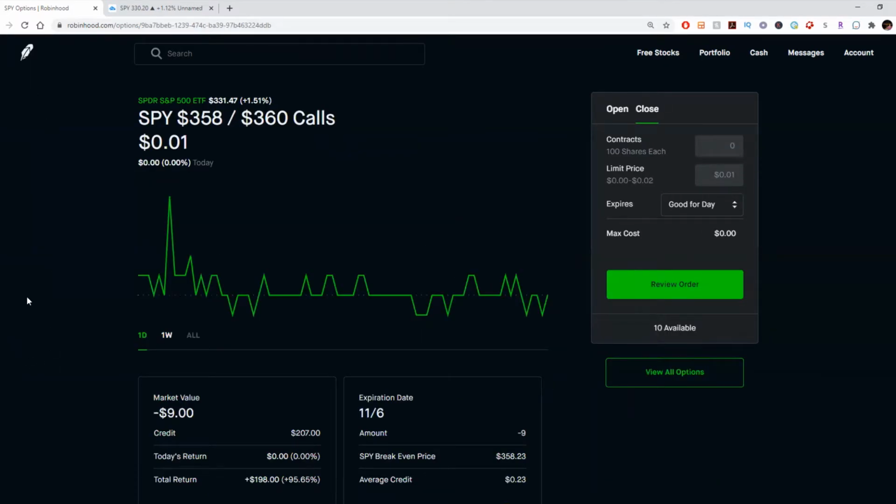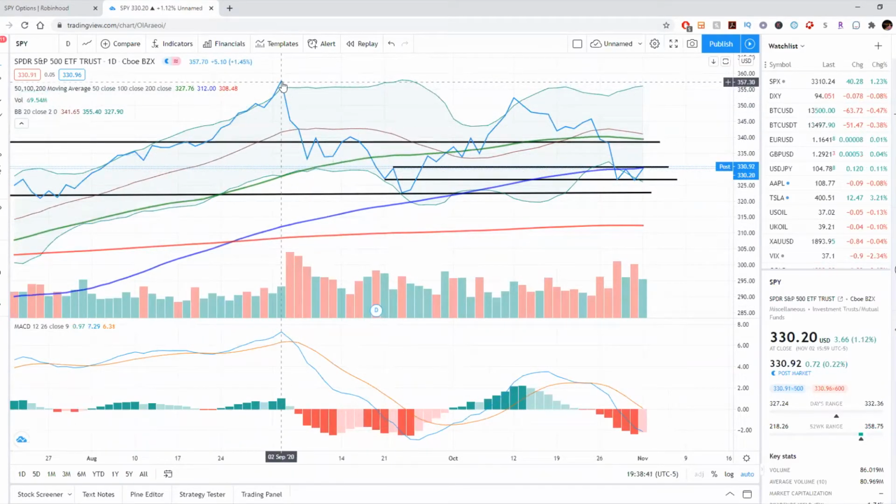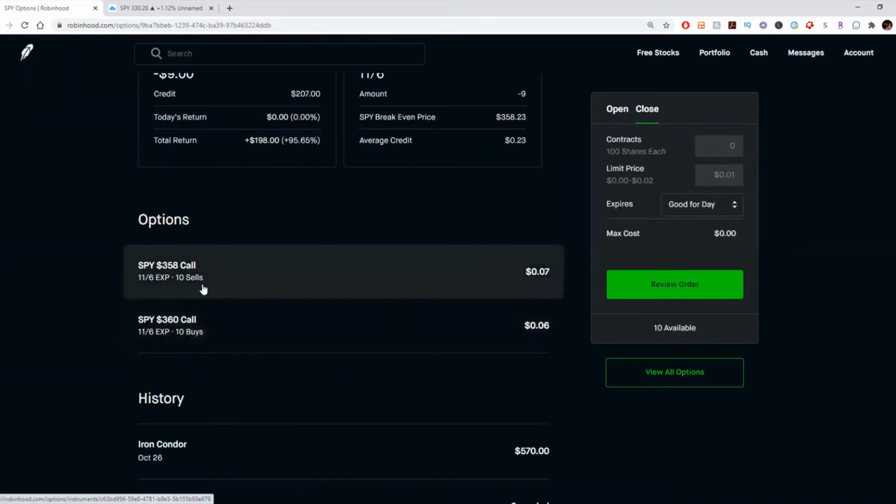Now, another way to take advantage of spreads is through call credit spreads, okay? In a call credit spread, you're actually bearish on the stock. You're expecting the stock to stay below the call that you sold. Now, in this case, say SPY was at an all-time high of 358, and because of all the uncertainty in the market, I'm pretty sure that SPY is not going to go back to all-time highs anytime soon. So what I did here was I bought the 360 call and I sold the 358 call, okay?